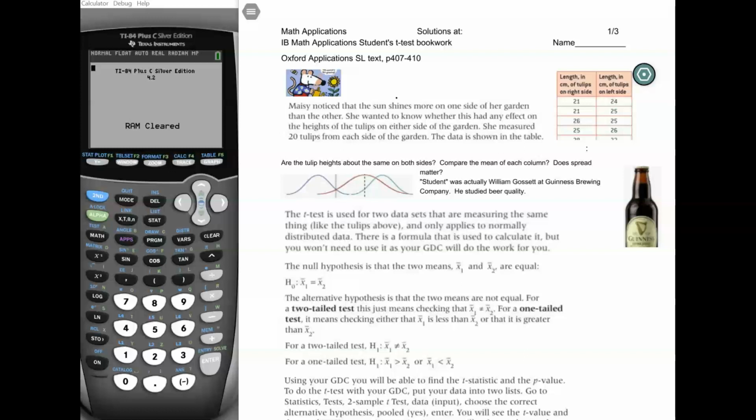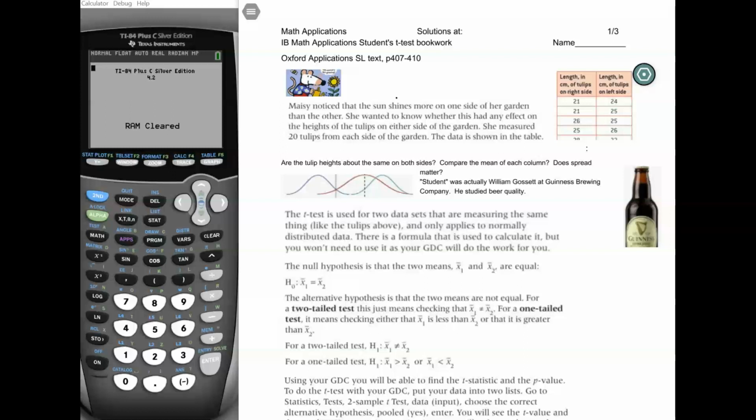This is the first page of the Students T-Test mini unit. It's only 2 problem set pages long. This is from the new curriculum, so it's from the new textbook, page 407 to 410. I included some of the book here to talk about how it works and when you apply it.